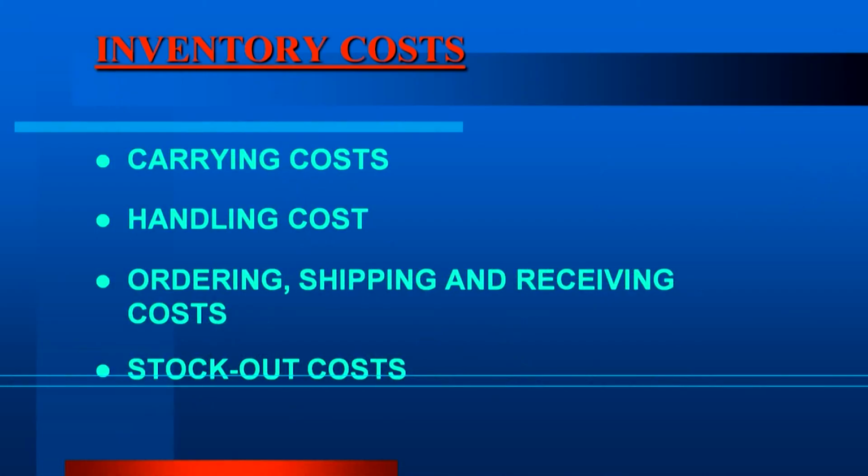Second is handling cost. Transportation cost is there, storage cost is there. When you keep it in the godown, electricity cost is there, water cost is there, manpower cost is there, every cost is there. So, that cost is called the handling cost. Ordering cost, shipping costs, receiving costs, all these are the costs. And finally, the stock out cost, which I have been talking about.